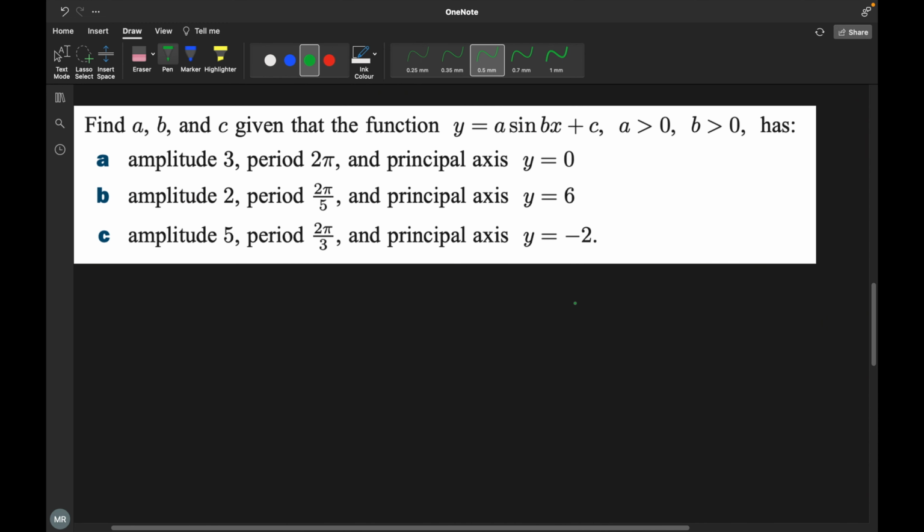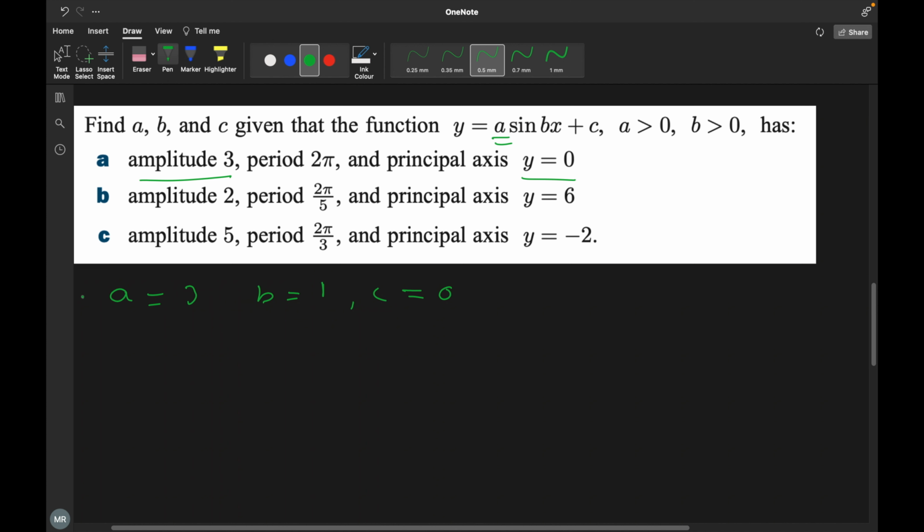So we have to find the values of a, b, and c. Given that the function y = a sin(bx) + c, it's given that a is greater than 0, b is greater than 0, and it has an amplitude of 3. We know that a is dependent on the amplitude. So a would be 3. b would be 1 because 2 pi by 1 is 2 pi. And principal axis of y = 0, so c is 0.